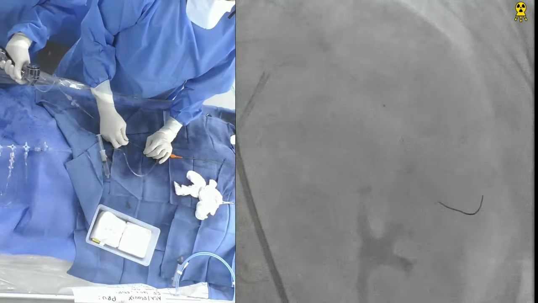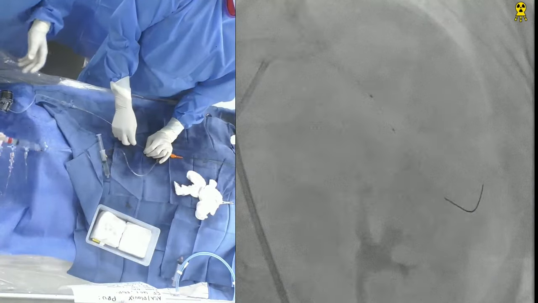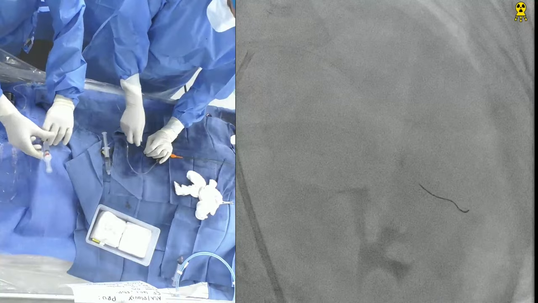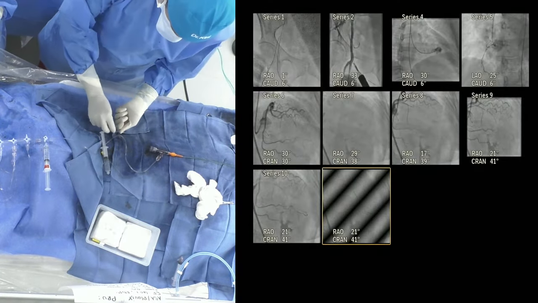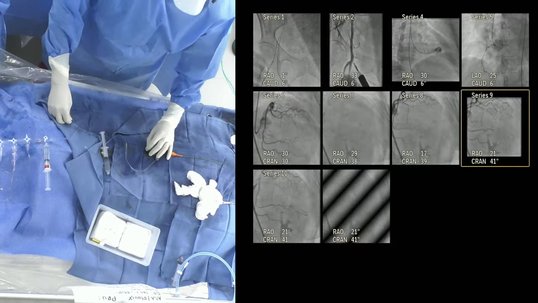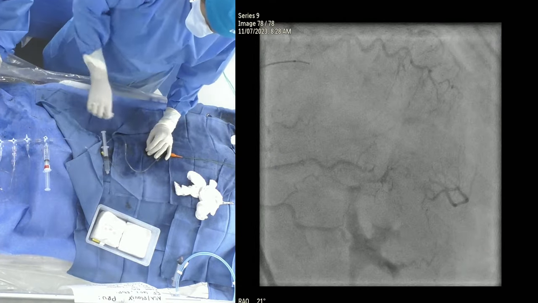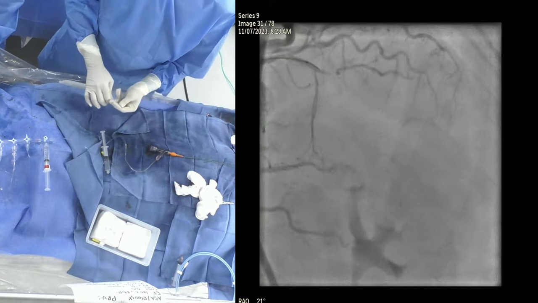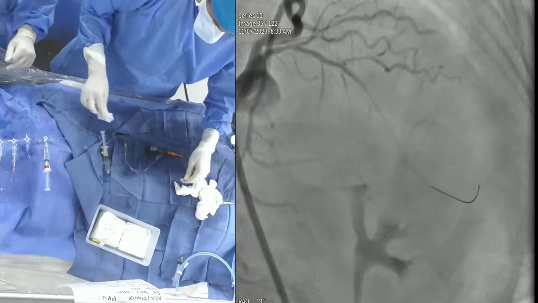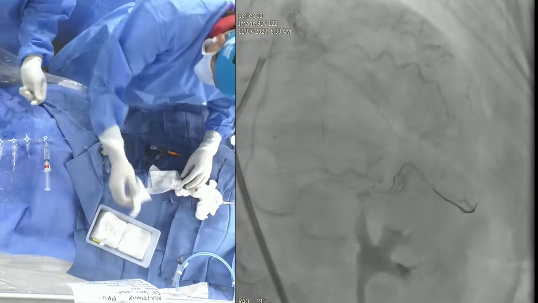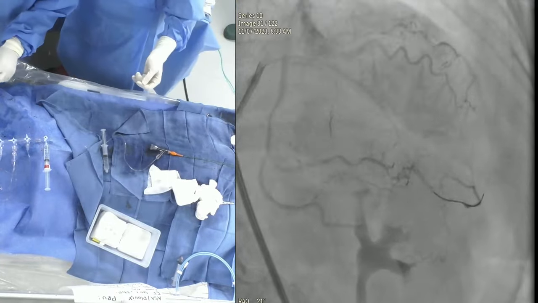I think your eyes are turned. Okay, good. And let's give a little nitro and verapamil. Yeah. Good. And let's get into the diagonal now. Get the fielder wire again. Yep. There was disease there. Yeah. Okay. Yeah, see, this is the picture now, and step, bring it up.